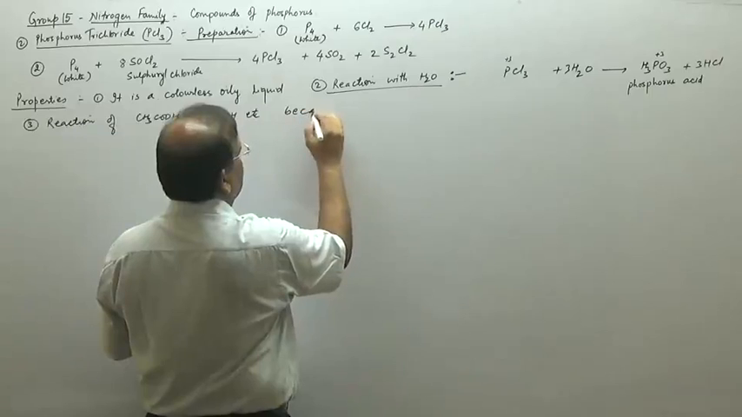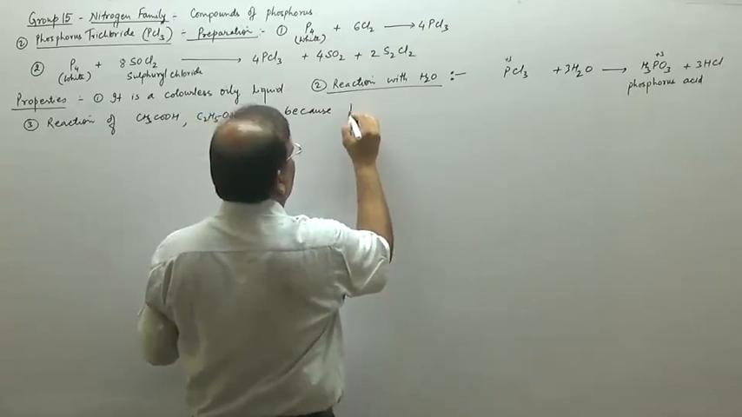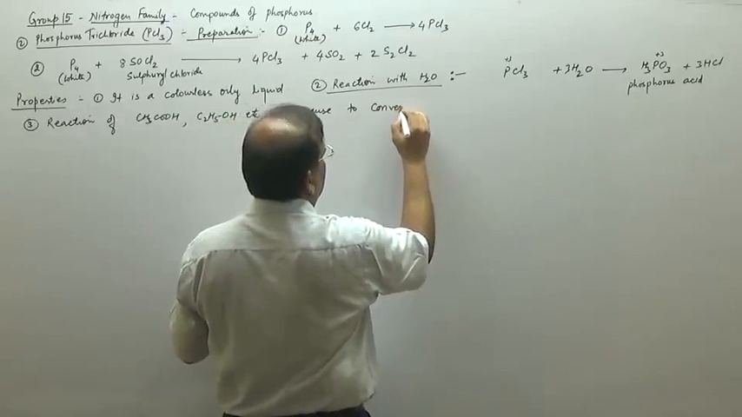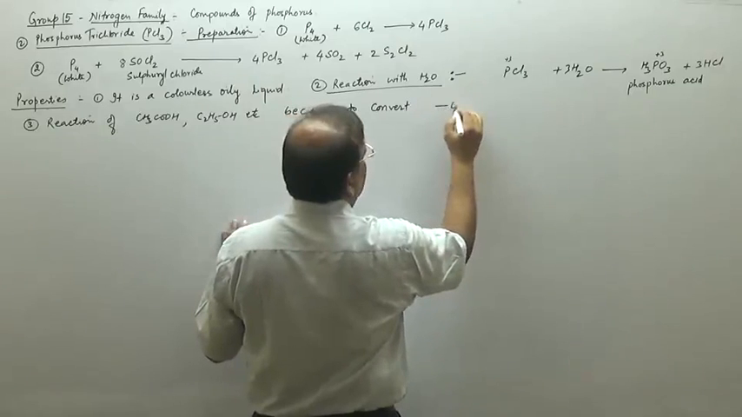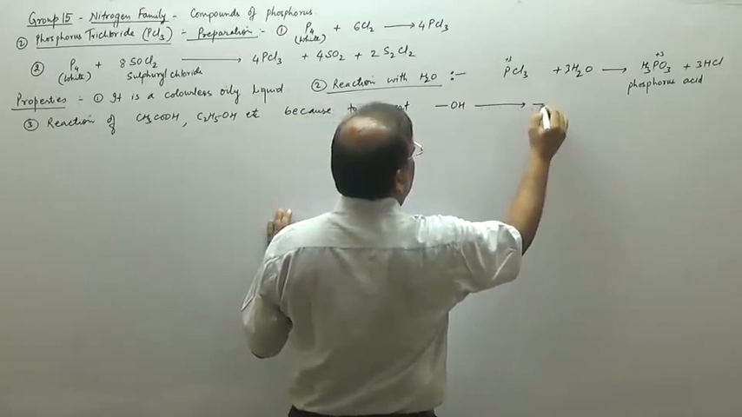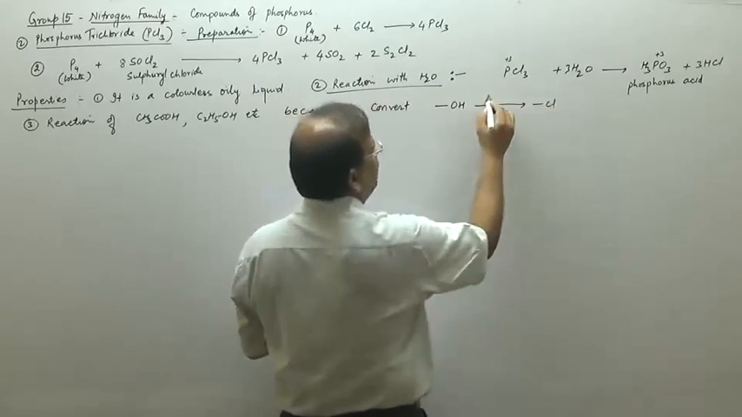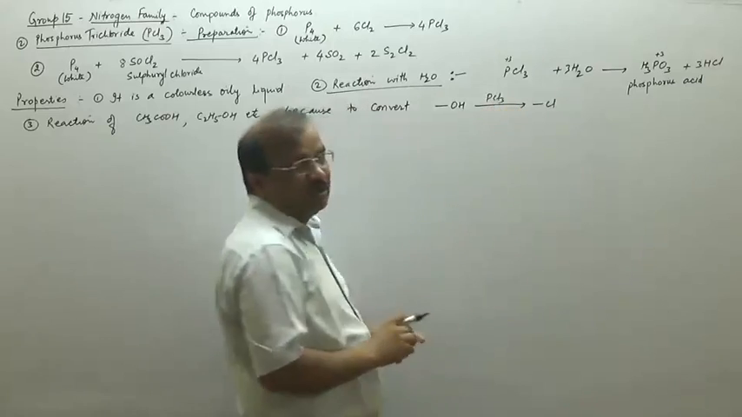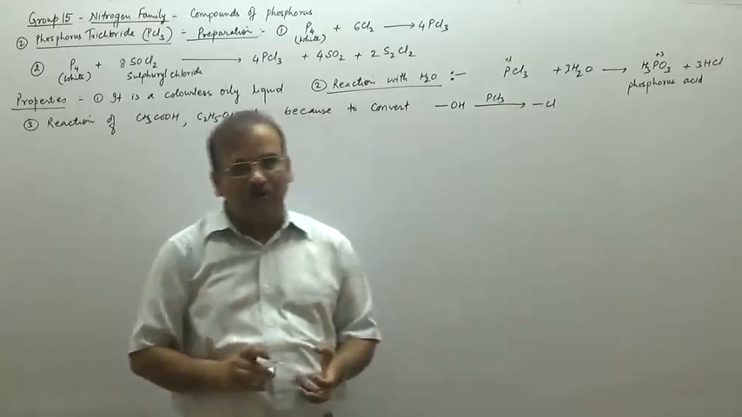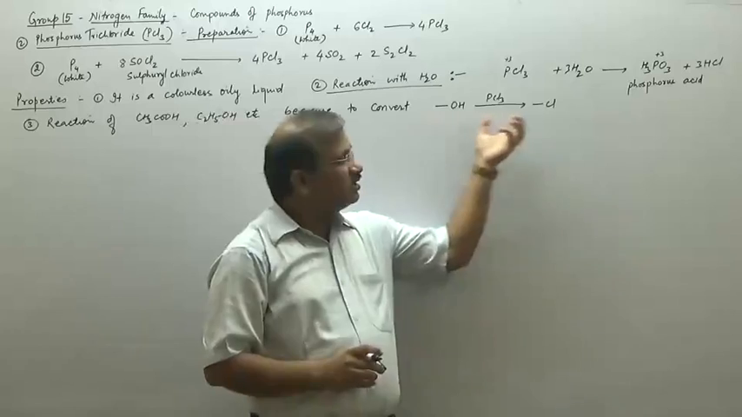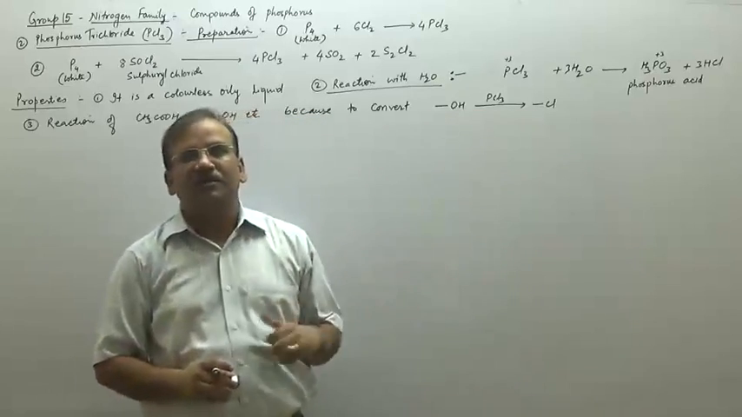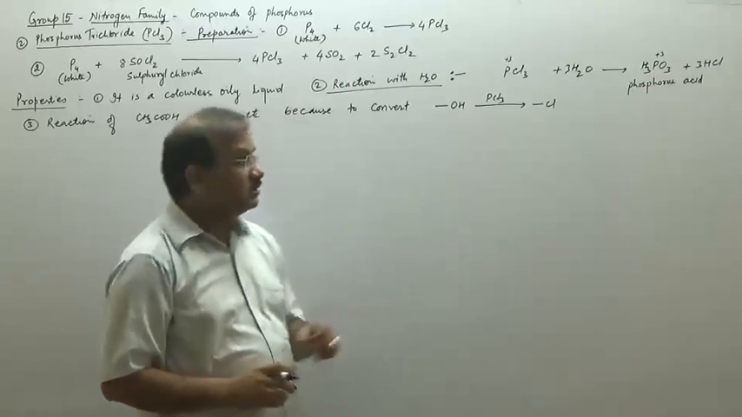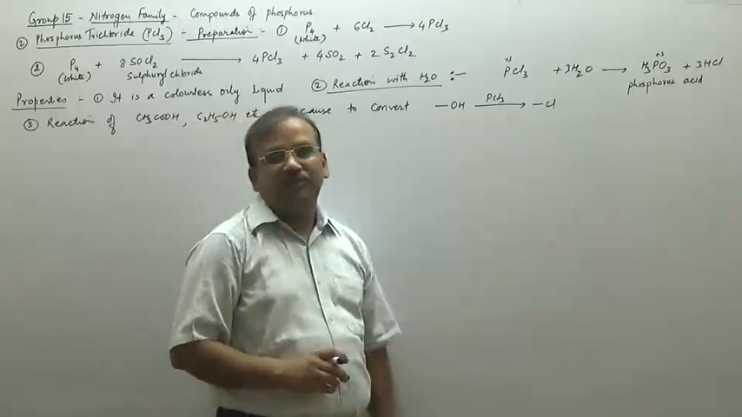Because we know that to convert the OH into Cl, we use PCl3. If we have either an acid or an alcohol, then in acid and alcohol, when they are treated with PCl3, we get the product like this.